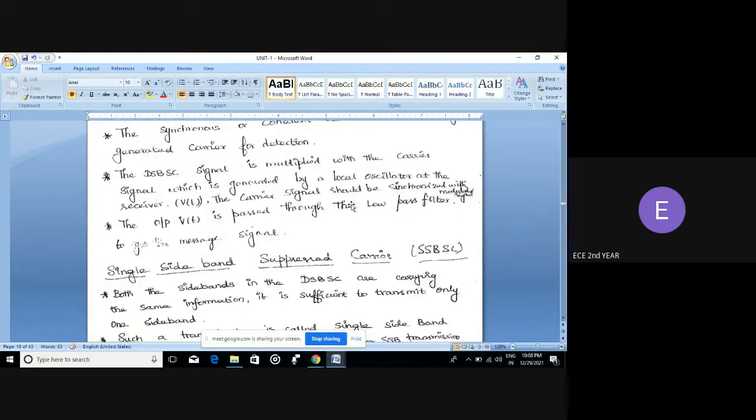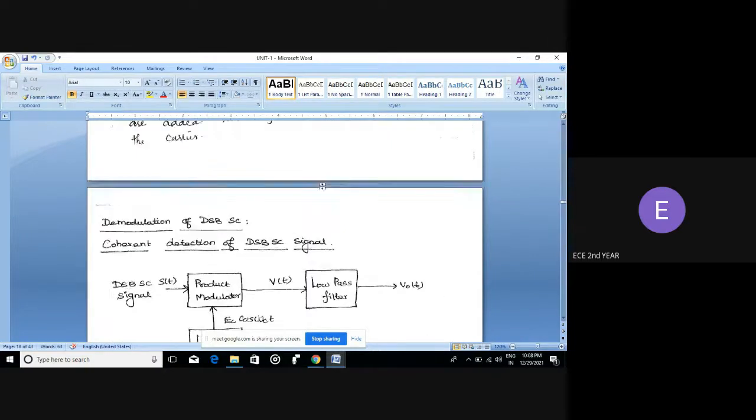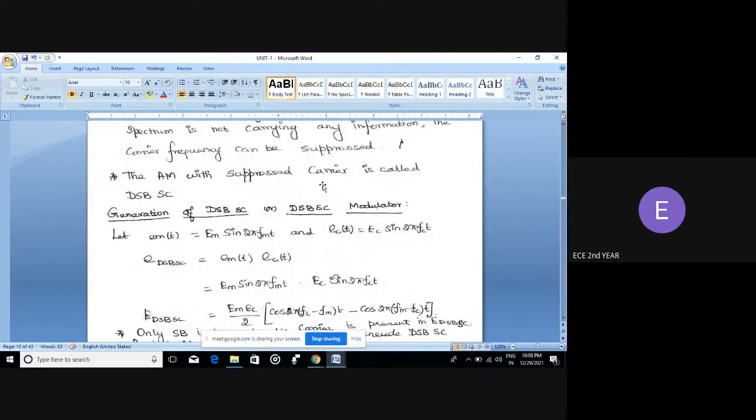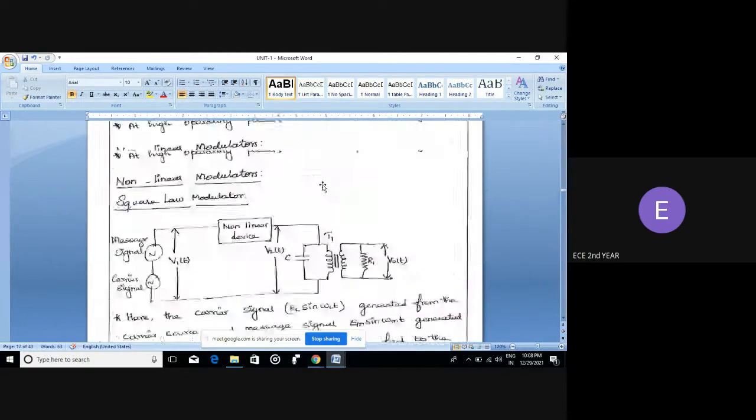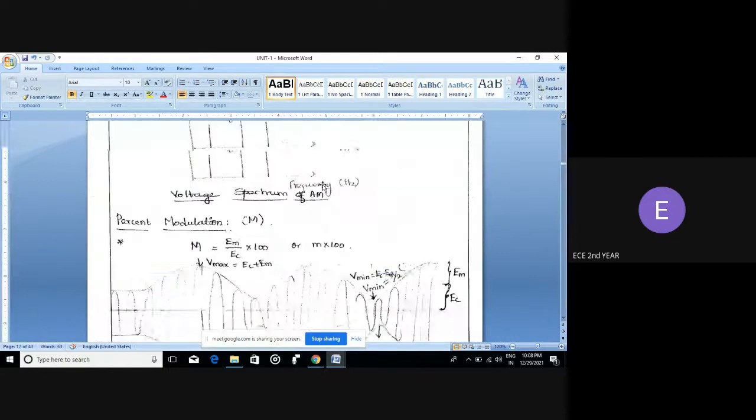Okay, let us stop here. From the next lecture, we will see the single sideband suppressed carrier modulator and then the double sideband modulator. Those modulators we will see in the next class. So now let us go for an overview of what we have seen so far.